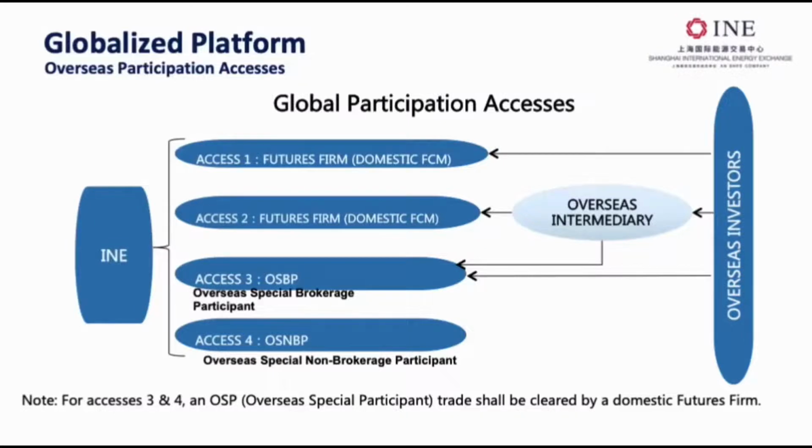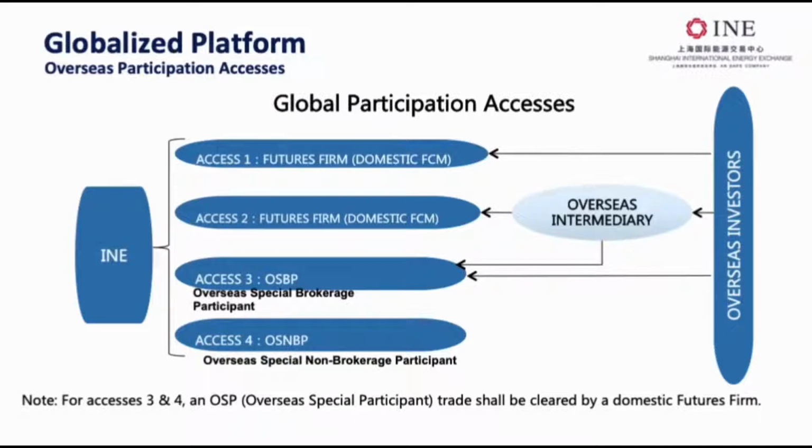Since INE is a globalized platform, there are 4 access modes for overseas investors. On this diagram, the first access mode is that overseas investors can trade through our domestic futures firm if they are familiar with China's futures market. But if not, they can choose the second and third modes, that is, trade through an overseas intermediary. And then the overseas intermediary will execute the order through a carrying broker, which could be either a local futures firm or an overseas special brokerage participant, which you can consider as an overseas FCM.